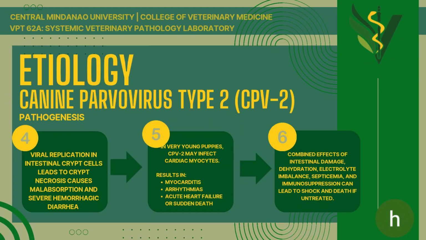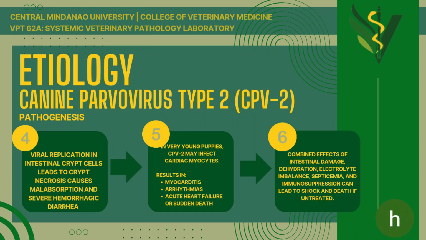So their destruction leads to collapse of the villi, villus atrophy, and fusion. As a result, there is severe impairment of absorption and disruption of the intestinal barrier that causes malabsorption, fluid loss, and development of profuse hemorrhagic diarrhea. The damaged mucosa allows intestinal bacteria to translocate into the bloodstream, predisposing the animal to septicemia and endotoxemia.